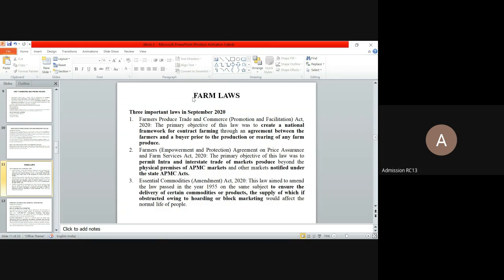That is one thing. Second is farmers' empowerment and protection. The first policy was related to promotion and facilitation. Second is empowerment and protection. Third is the Essential Commodities Amendment Act.